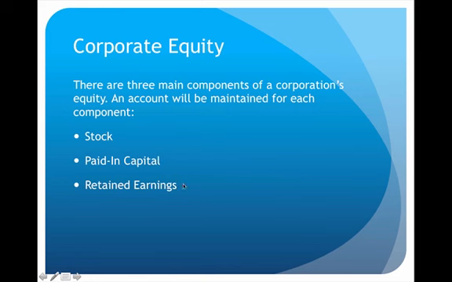And then we have a component called retained earnings. And that is simply money that has accumulated from the past. Net income and profits that we've made in the past. So those are 3 different components of equity. And in various situations, we will have to use some of these different equity components.